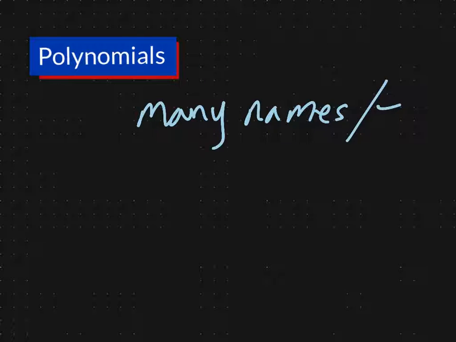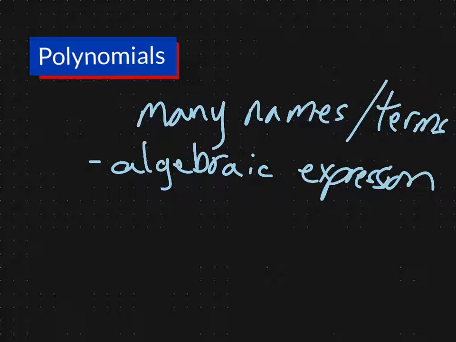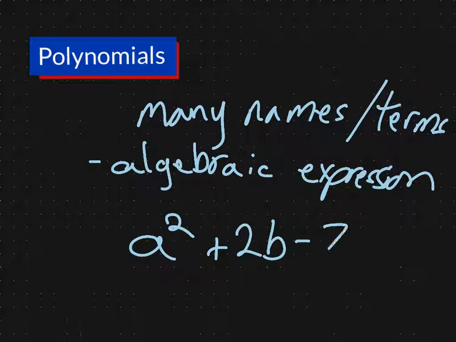The word polynomial literally means many names or terms, and we know what terms are in algebra. And a polynomial is an algebraic expression in which terms are joined by addition or subtraction signs between them. So we might have a squared plus 2b minus 7.